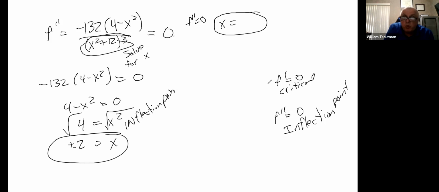So it's important that you understand: first derivative equals 0, those x values are called critical numbers. Second derivative equals 0, those points are called inflection points. Okay.